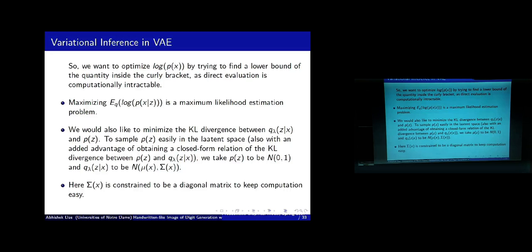Maximizing this term is a maximum likelihood estimation problem. We would like to minimize the KL divergence between this and this, as I explained. To sample p(z) easily in the latent space, also with an added advantage of obtaining a closed form relation of the KL divergence between p(z) and q lambda z given x, we take p(z) to be a standard normal distribution with mean 0 and standard deviation 1, and q lambda z given x to be like this, also another normal distribution. Here, the covariance matrix is constrained to be a diagonal matrix to keep computation easy.